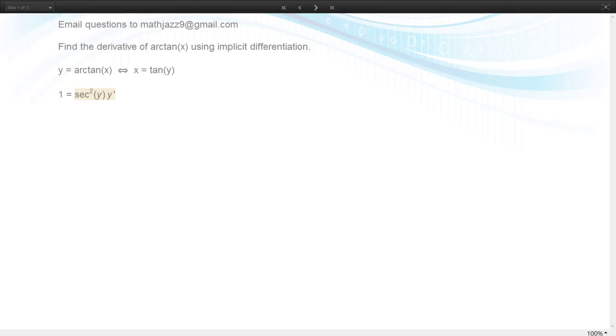Because the outside function was tangent, the inside function is y. So the derivative of tangent is secant squared, plug in the y, because that's our inside function, and then multiply by the derivative of the inside function, which is y prime. And then we solve for y prime, so we get y prime is equal to 1 over secant squared of y, but 1 over secant squared of y is equal to cosine squared of y. So we might as well not have the fraction if we can avoid it.